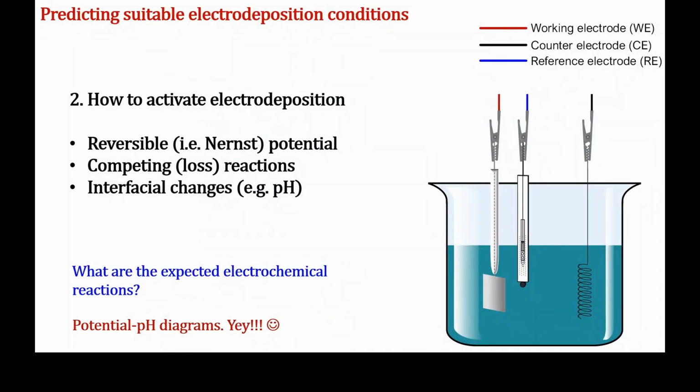Everybody's favorite, potential pH diagrams. I think potential pH diagrams are one of the most hated things in electrochemistry in my experience, but they are incredibly, incredibly useful. Jeff Kelsall, who is my PhD supervisor, has potential pH diagrams in Excel spreadsheets. And we've always hated them with a passion, but actually it turned out to be the absolute best way of understanding how to make them. And now we rely on them all the time. And now I'm making my own new ones.